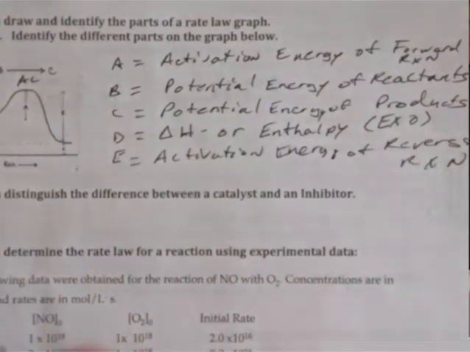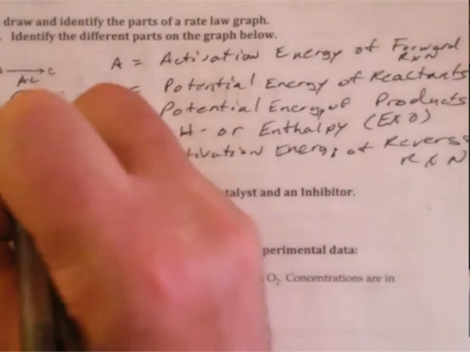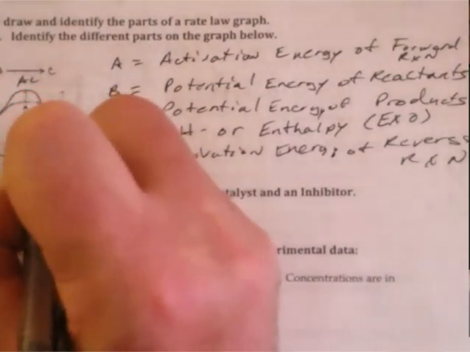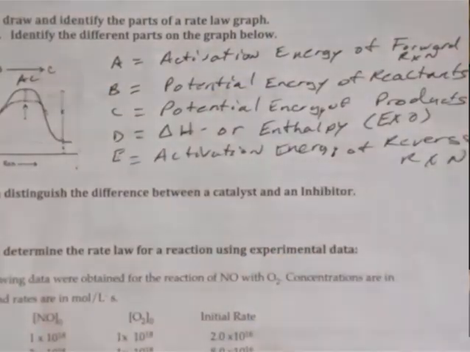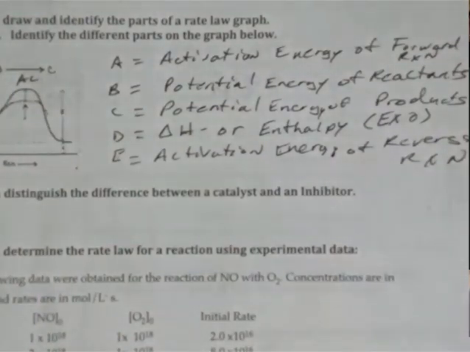How would we draw a catalyst in here? You got it. Thing about a catalyst, does it change delta H? No. It only lowers the activation energy of the forward reaction. Does it lower the activation energy of the reverse reaction? Yes, it does. It creates an entirely new pathway where you could go forward or backward there.